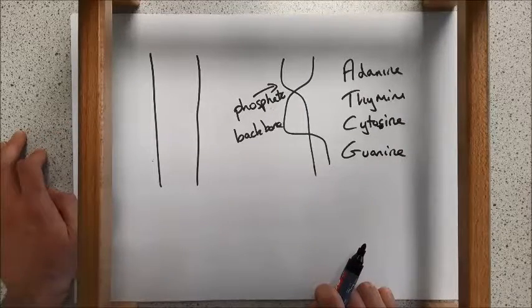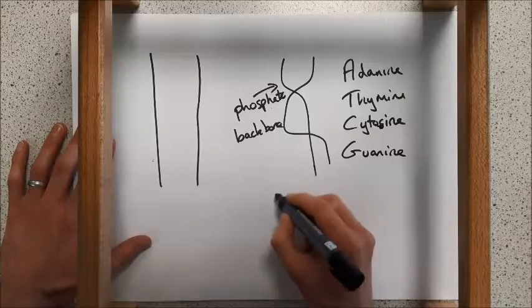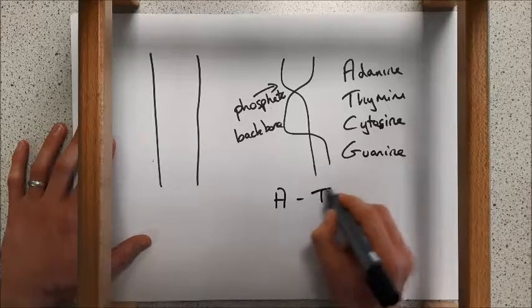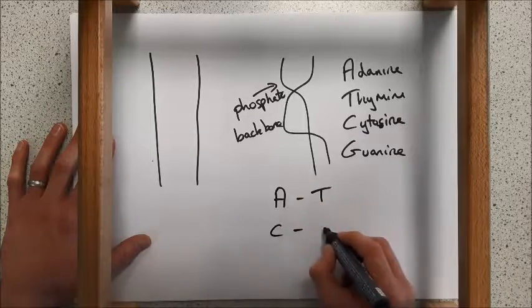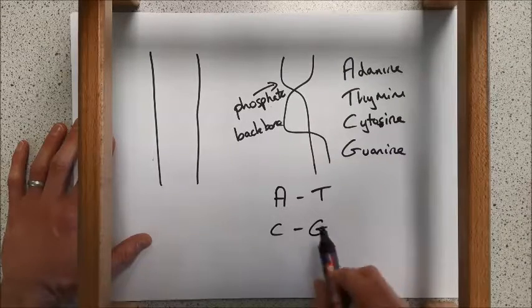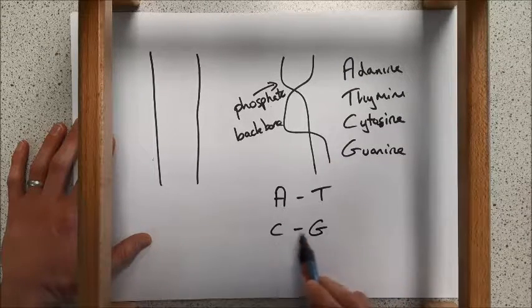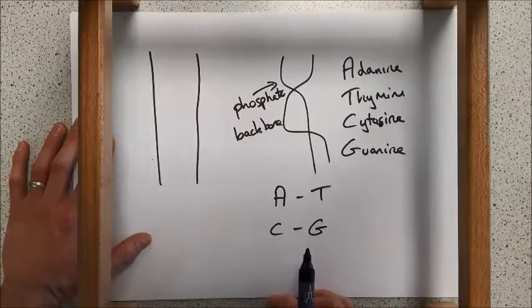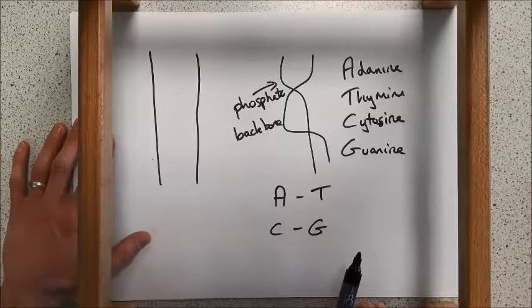And these pair up in a very specific way. So A will always pair with T, and C will always pair with G. The way I remember it is your curly letters always go together. That means that the other two must be the ones that pair.